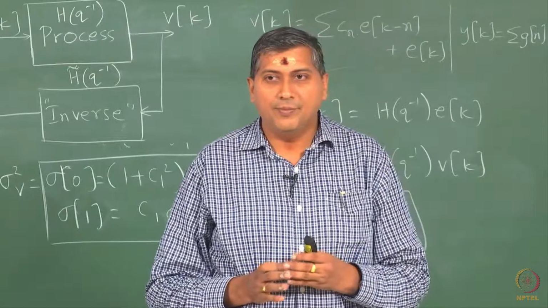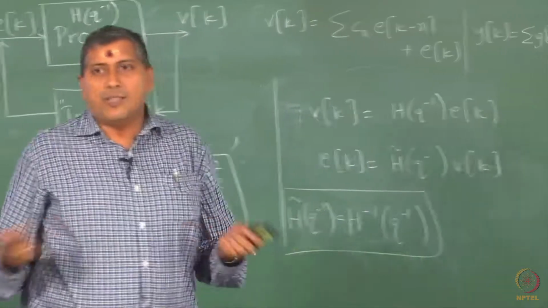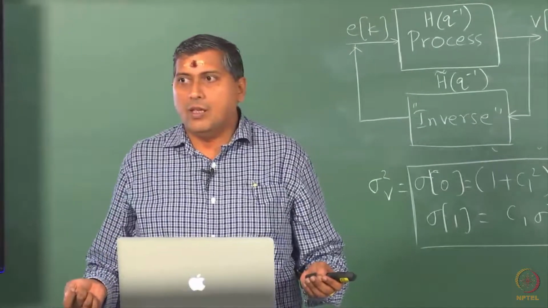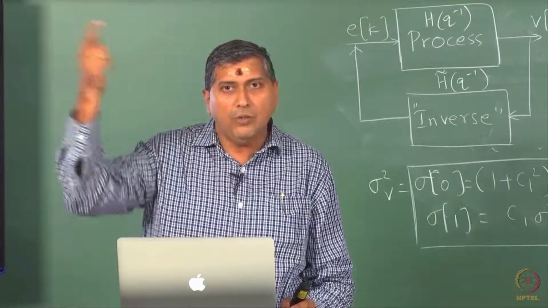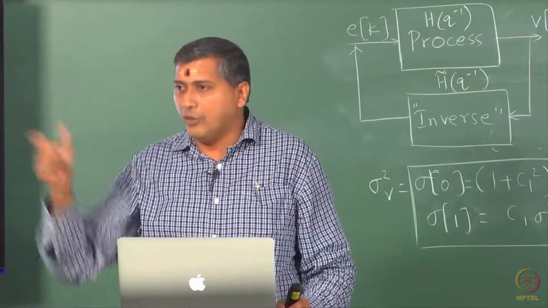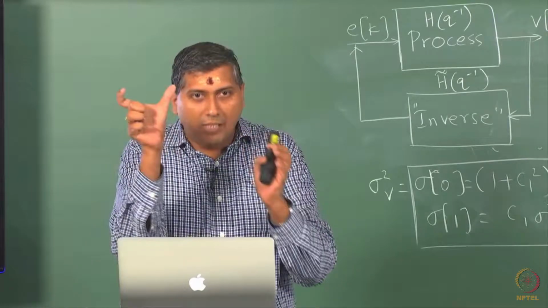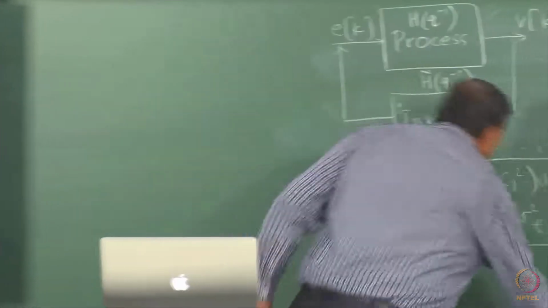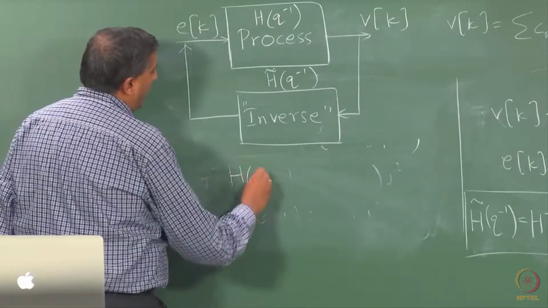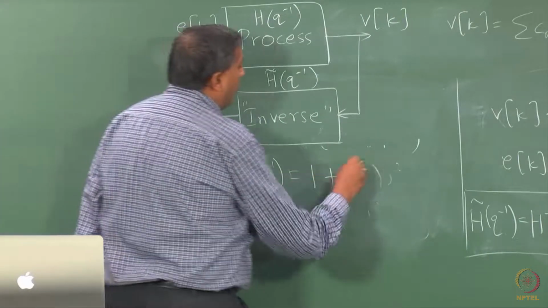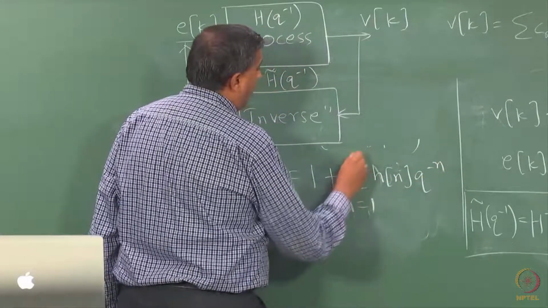what have I thrown away? The Ek term, right, because that is unpredictable given any past. What is left with me is the sigma Hn q to the minus n running from 1 to infinity instead of 0 to infinity operating on Ek. But that part is nothing but the H that I have minus 1. Remember that my H is actually in general, for a linear random process, H of q inverse is 1 plus sigma Hn q to the minus n, where n runs from 1 to infinity.